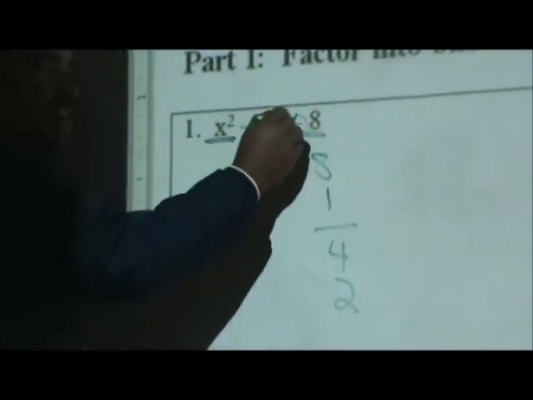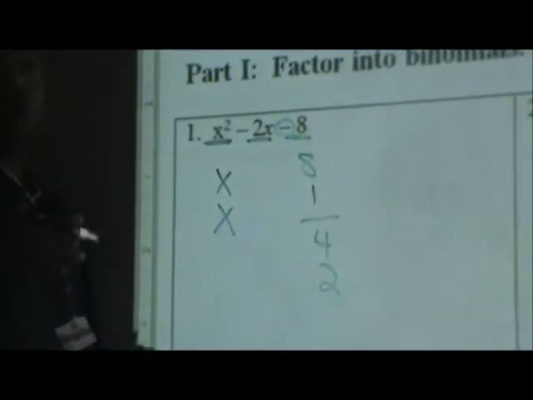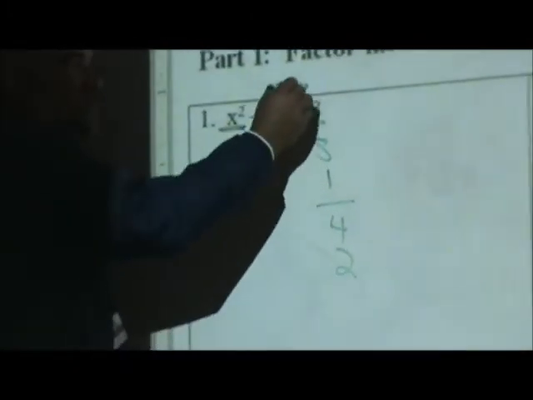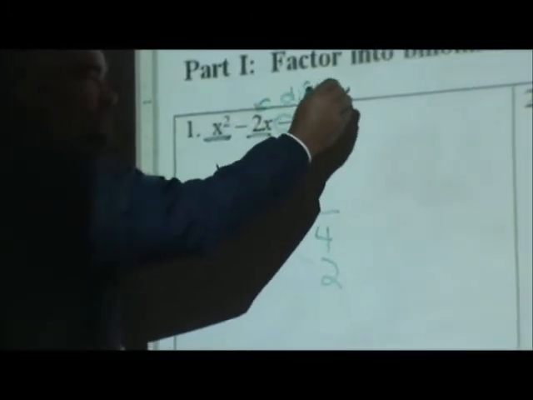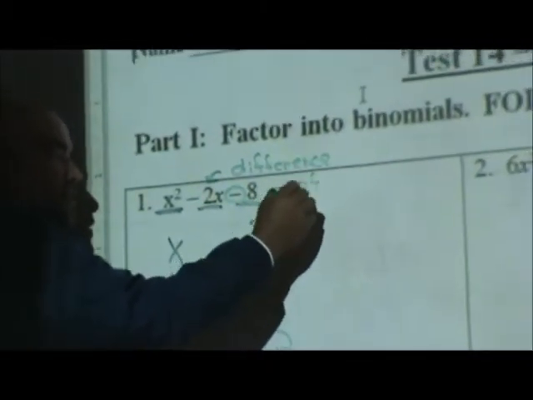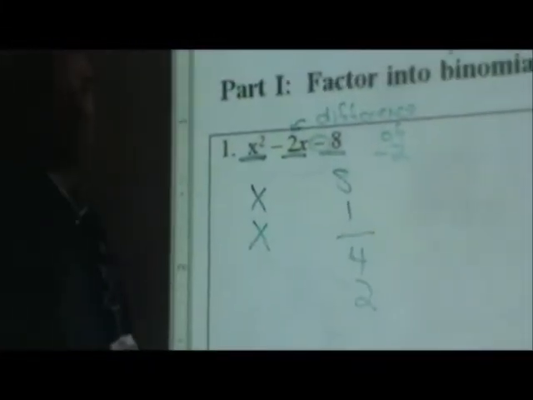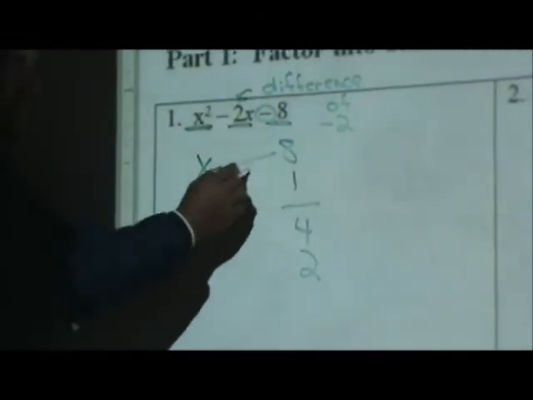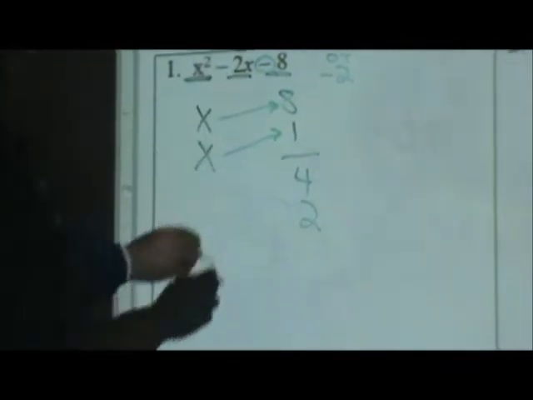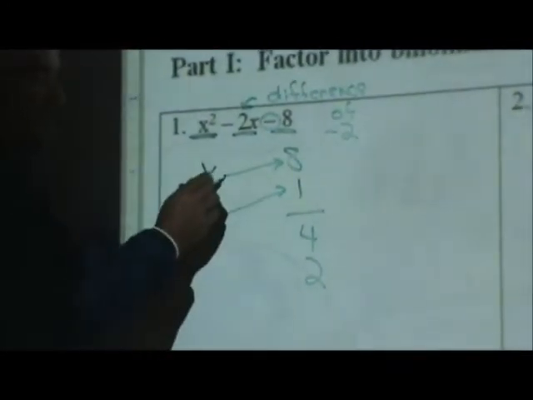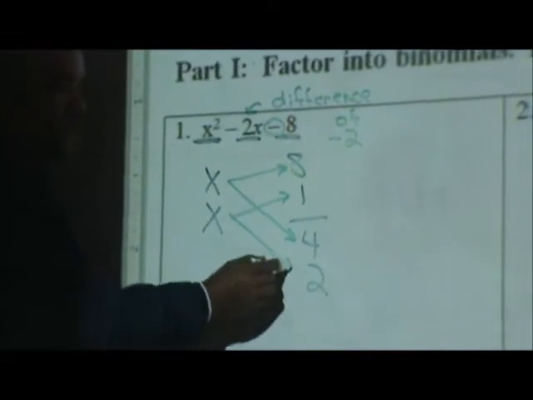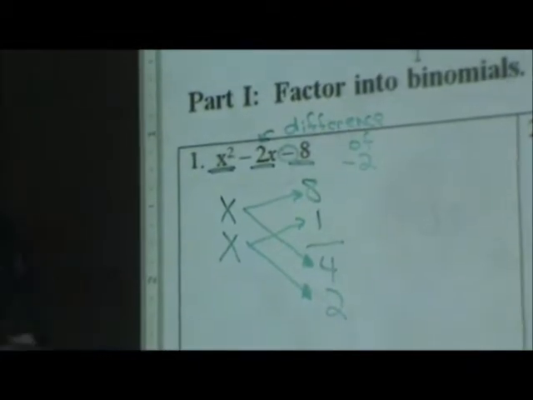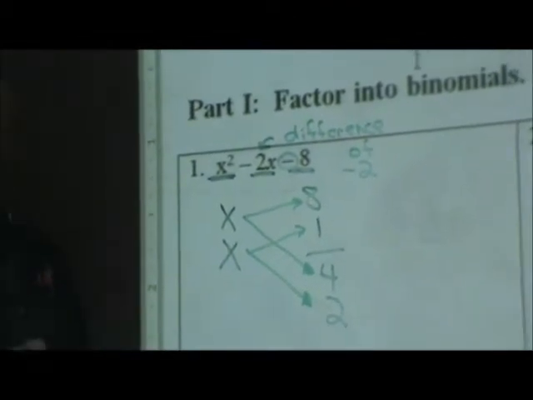Now, since this sign is minus, I'm looking for the difference. The difference of 2. And I want it to be negative. So, are 8 and 1 2 apart? No. Is 4 and 2? Yes. 2 apart? Yes. There's your proof. Okay? So, there's my chin and grin, right?